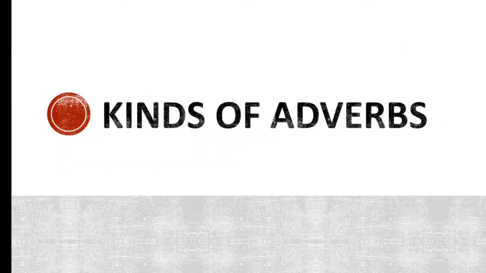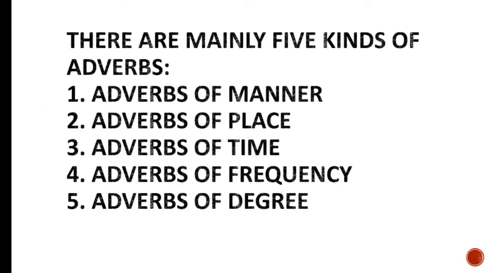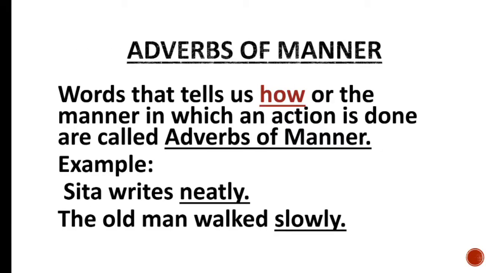So let's quickly move on to the kinds of adverbs. There are mainly 5 kinds of adverbs. What are they? Number 1, adverbs of manner. Number 2, adverbs of place. Number 3, adverbs of time. Number 4, adverbs of frequency. Number 5, adverbs of degree. So we would be learning about all of these. Now, the first one, adverbs of manner.